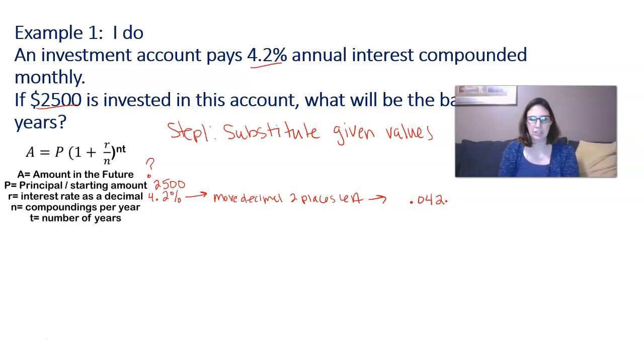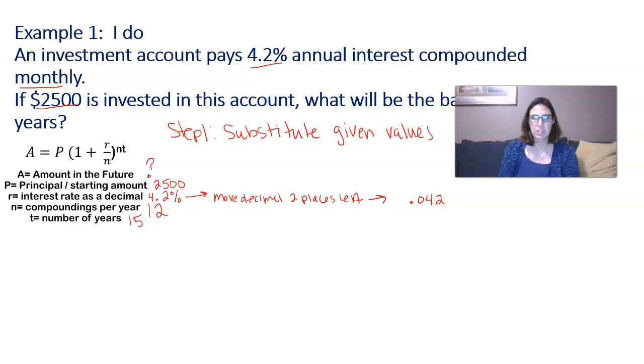Now, let's go ahead and answer N. How many compoundings per year? So how many times is it going to do this? It says it's going to do it monthly. So how many months are there in a year? There are 12 months in a year. So every month that's going to take your principal and it's going to find the interest and it's going to multiply it. And it's going to add that to your principal. And then how many years are we trying to calculate it? It says 15 years. So 15 years into the future is what we're trying to calculate.